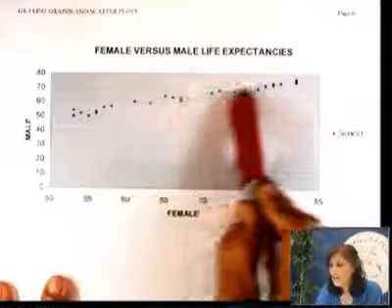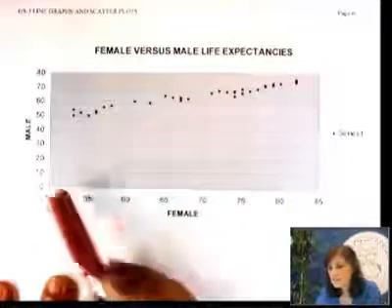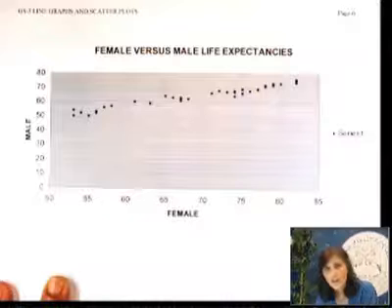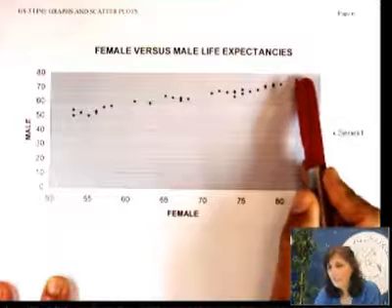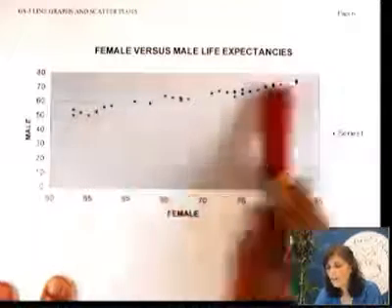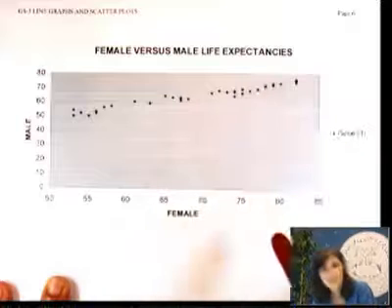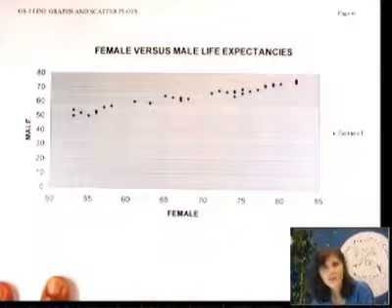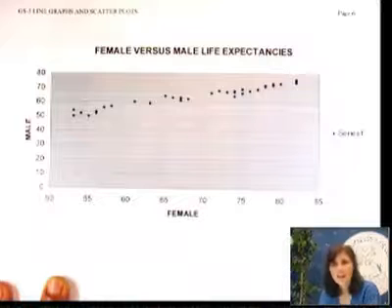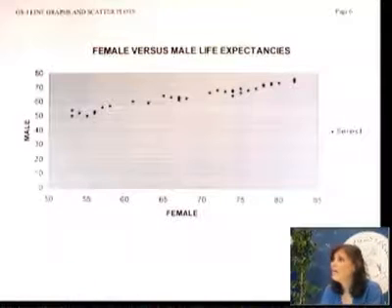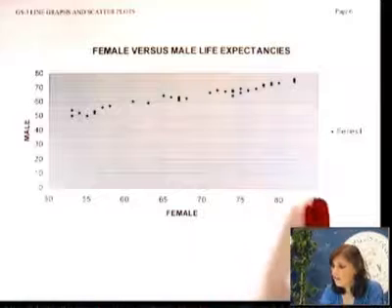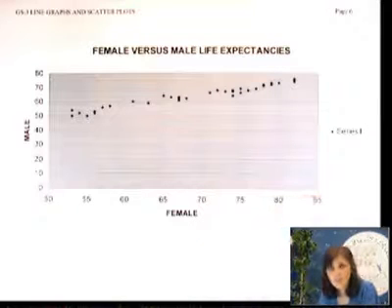Watch. As the female expectancy rises, the male expectancy rises as well. So in a country where females die at a later age, males also die at a later age in that country. Maybe it has something to do with the resources that country has and what they eat and health situations, but they live longer. Another thing that I can see from here is that the females actually live longer than males. So it's kind of an interesting thing.